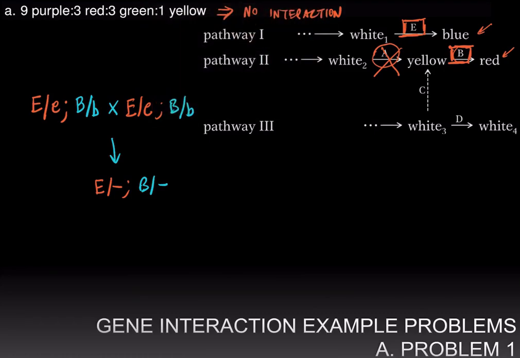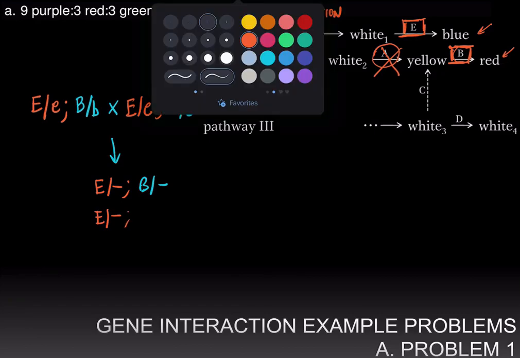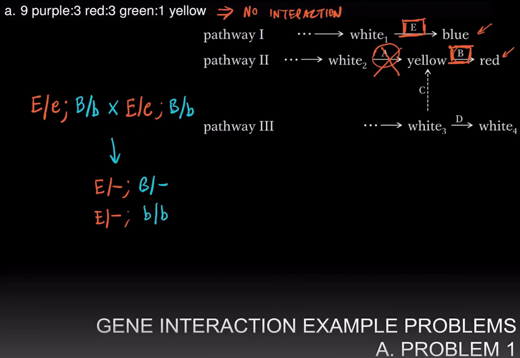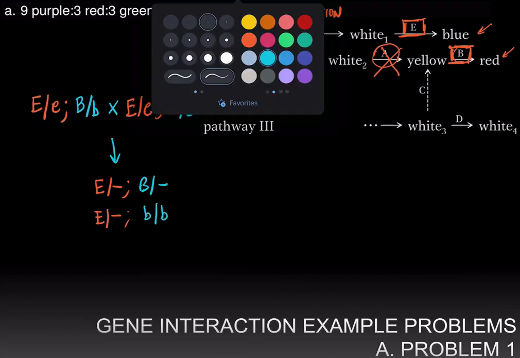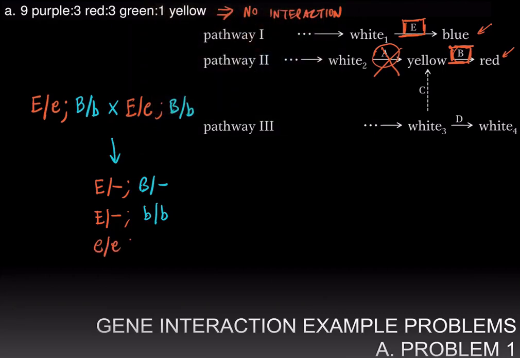You could have dominant for the first one, so big E over dash, and homozygous for the recessive allele of the second one, or homozygous for the recessive allele of the first one, and dominant for the second one, B over dash. And lastly, we have our double mutant, which is homozygous for the recessive or mutant alleles of both the genes. And these 4 phenotypic classes are going to be present in a 9:3:3:1 ratio.